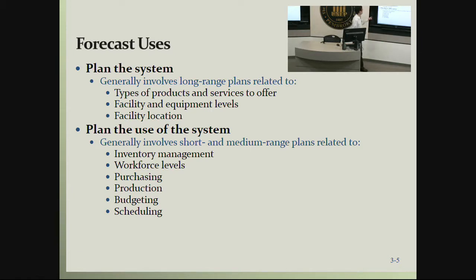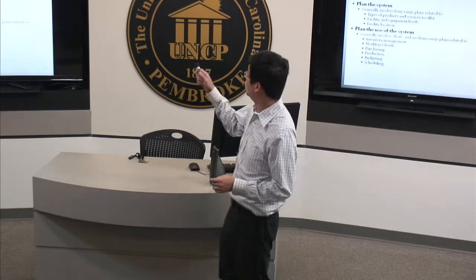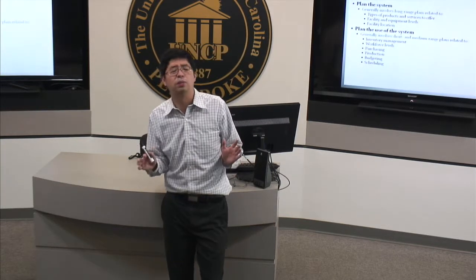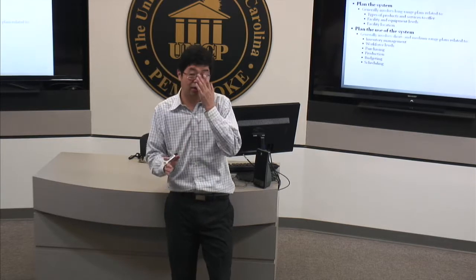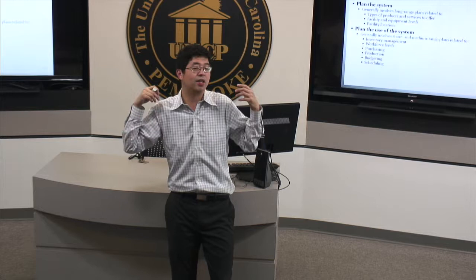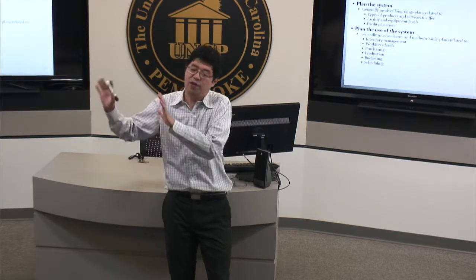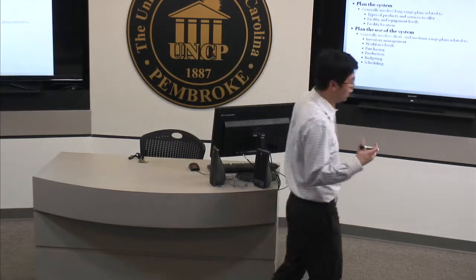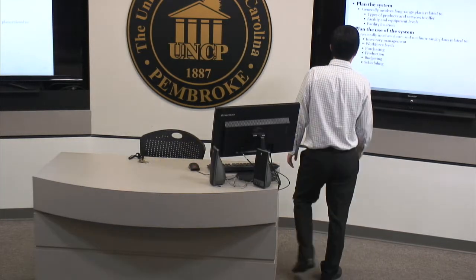How can we use the forecast? Generally, if we plan the system, we use very long-range plans, for example product design, location planning, capacity planning. Those are long-term decisions, so we rely on long-term forecasts, like 1 year, 5 years, 10 years later, which we understand can't be very accurate because it's far, far away from now. Then you use some technical, maybe quantitative, method to make the forecast.